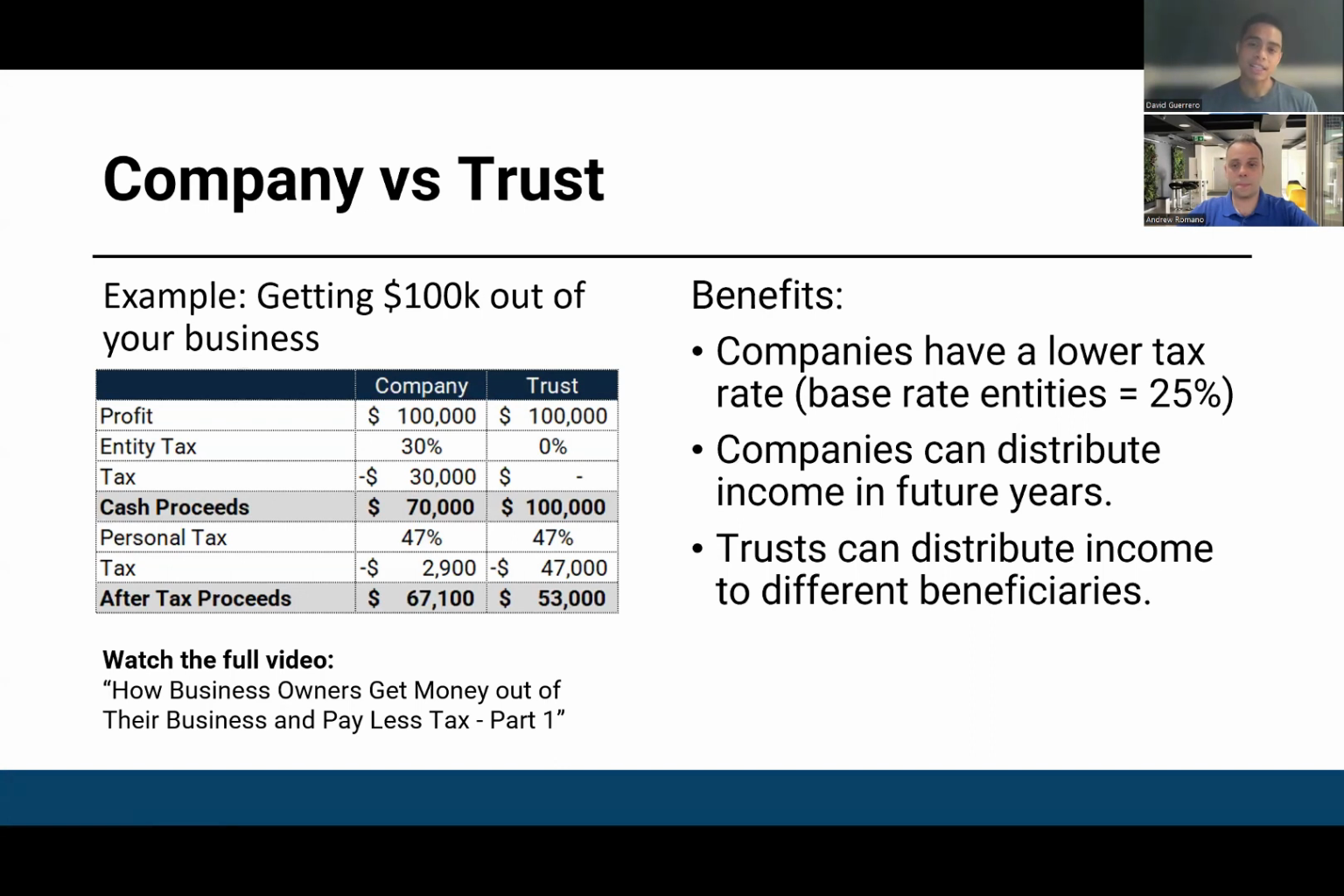And then also trusts have the ability to distribute income to different beneficiaries. So we can kind of spread the tax burden across different people. If you want more information on that example, feel free to watch the video from last week. But just know that there are different entities at your disposal.